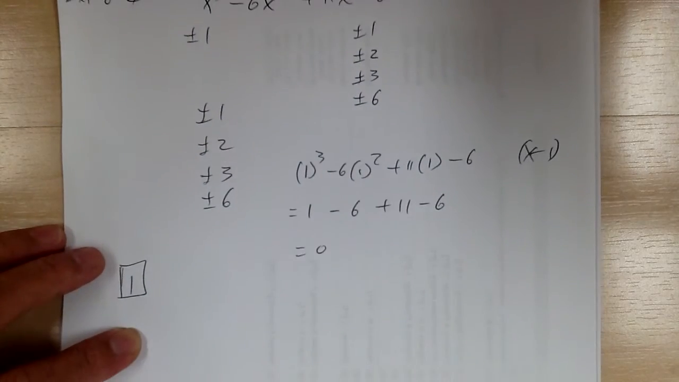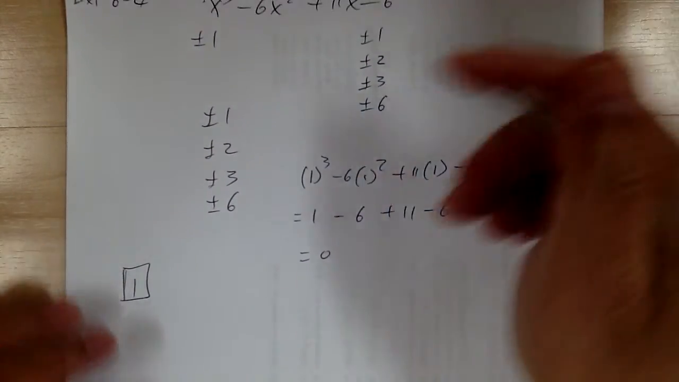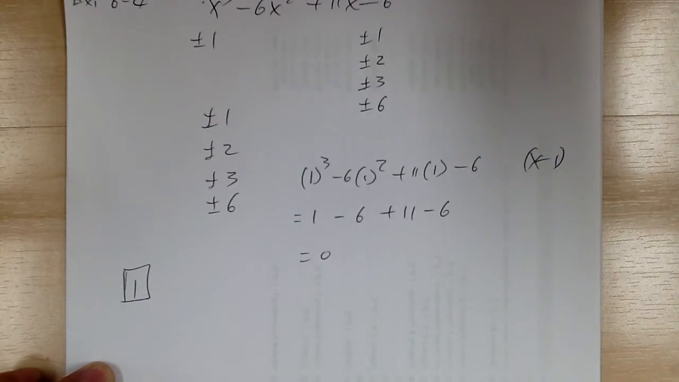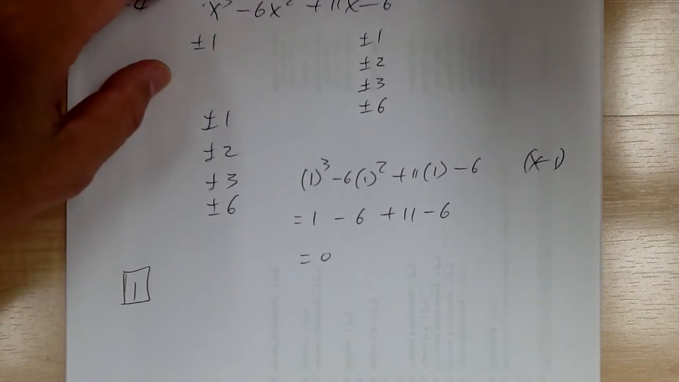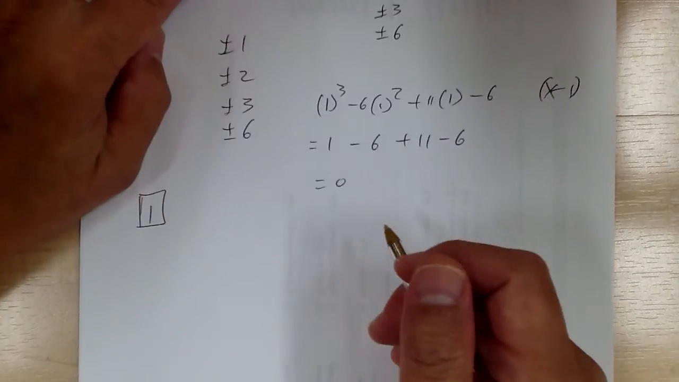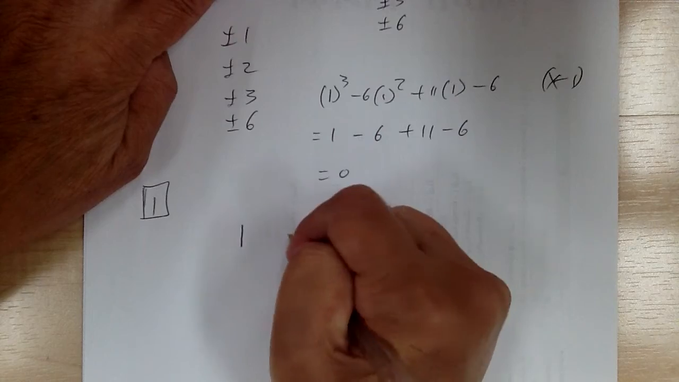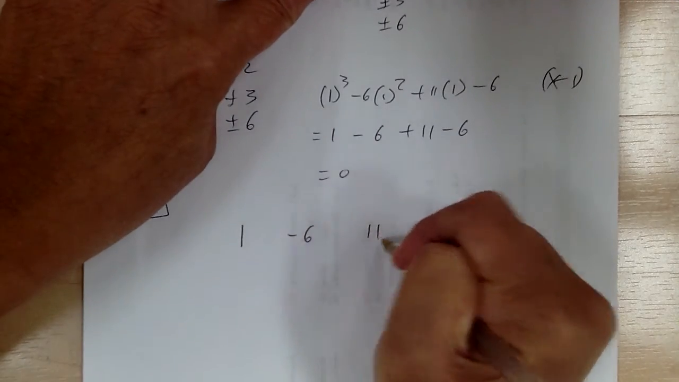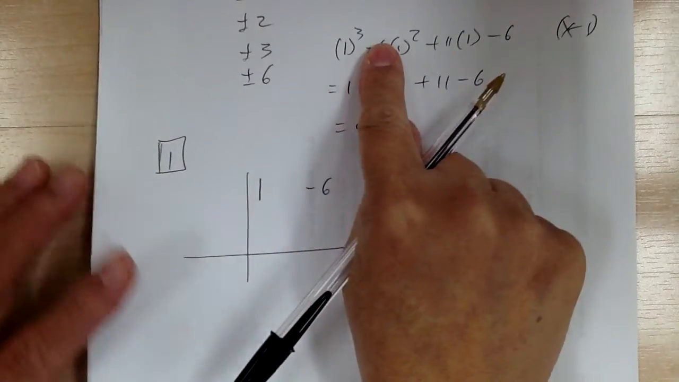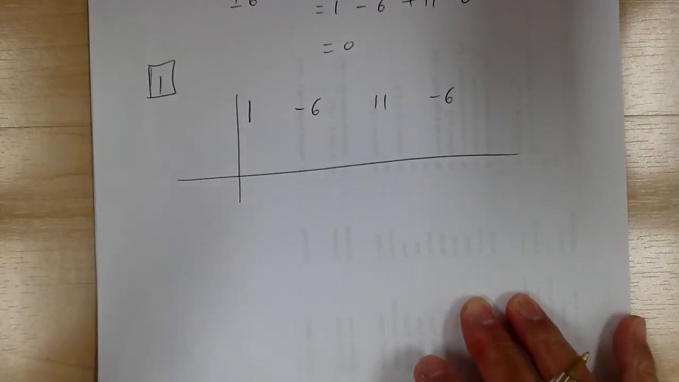But there's a faster way to do this. Instead of substituting every single one, and there are 8 of them you would have to try, you can use synthetic division. It's a little bit quicker. When you do the synthetic division, you write 1, negative 6, 11, negative 6, and try 1.